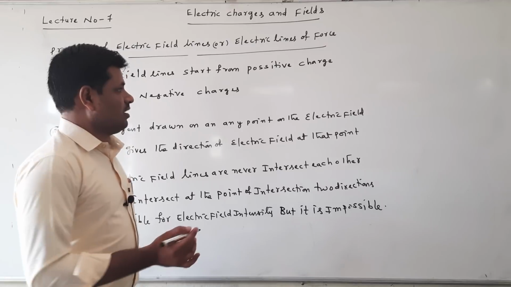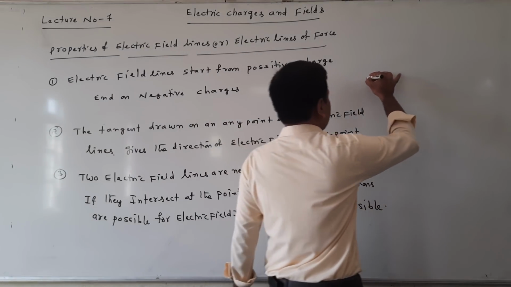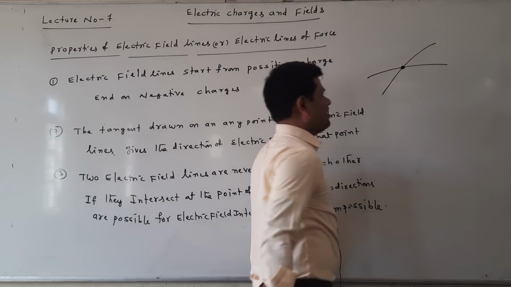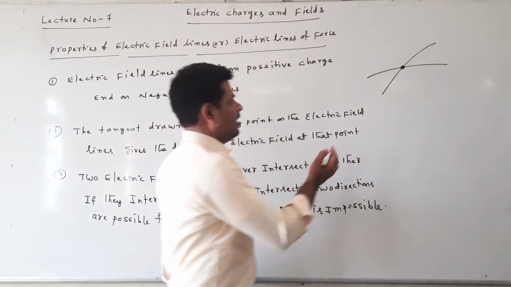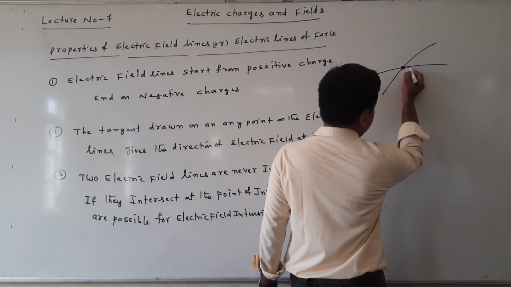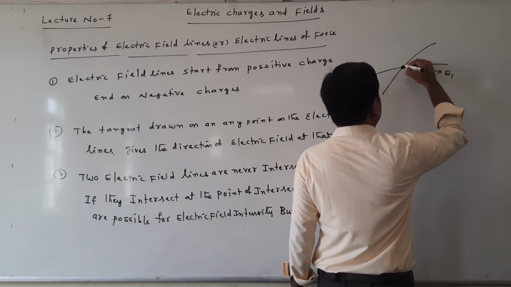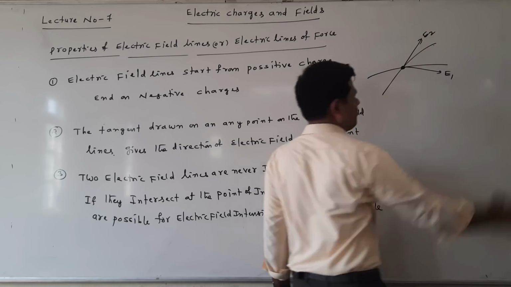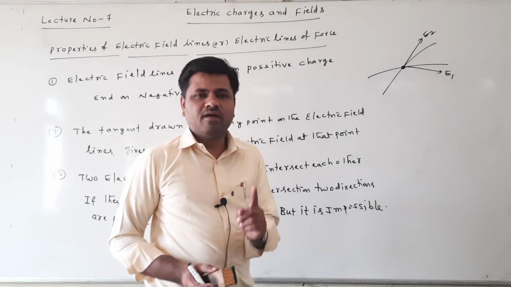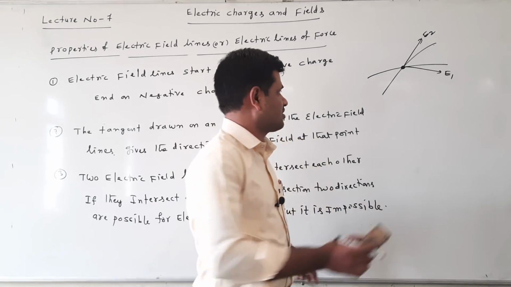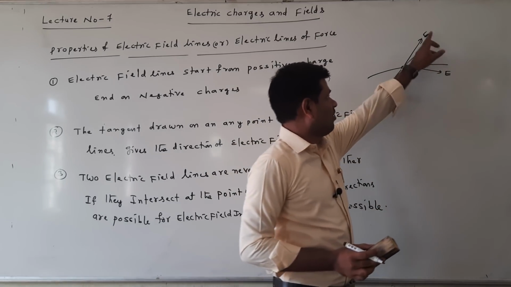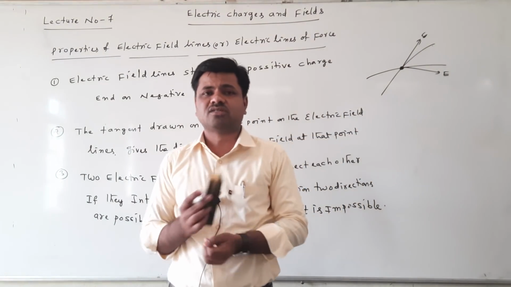But suppose, as I am showing here, the electric field lines intersect each other. At the intersection point, two directions are possible for the electric field. Along this electric field line, one direction is possible. Suppose you draw the tangent here, one direction is possible, and here another direction is possible. But it is impossible. Here I have taken one E, and here also E. How many directions does the electric field have here? Two directions are possible.